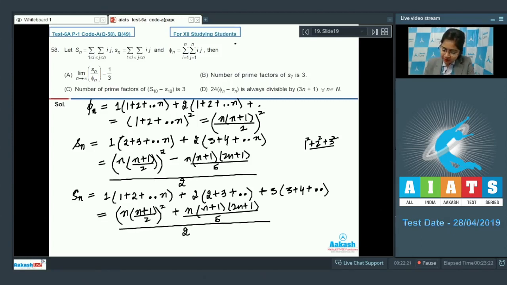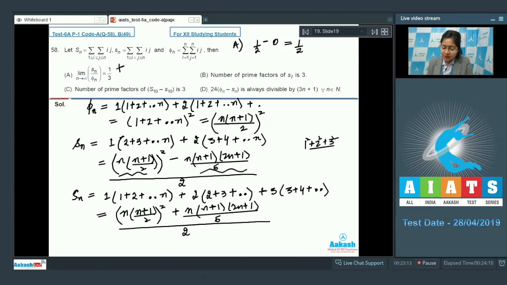Now let's firstly solve option number A, which says limit n tending to infinity small sn upon phi n is. Now small sn has two terms, that is this and this one. So when the first term is divided by phi n, then we will get 1 by 2, minus when the second term is divided by phi n, then in the denominator we will get an extra term of n. So as n is tending to infinity, that term will be equal to 0. So directly we can say that the value of the limit required in option A is equal to 1 by 2. So option number A is incorrect.